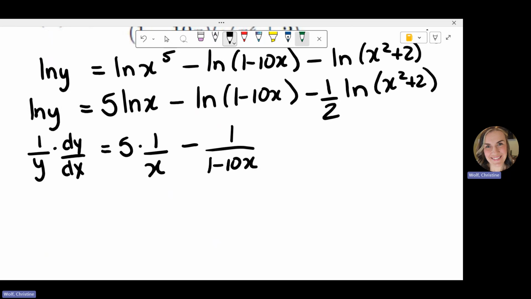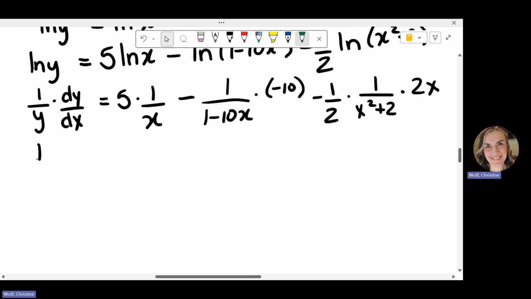Don't forget, you need to multiply by the chain rule. 1 minus 10x gives us a derivative of minus 10. So don't forget that. Okay, and then now I recopy my coefficient of 1/2. The derivative of this guy is 1 over x squared plus 2. And again, don't forget your chain rule. 2x would be attached. Okay, so now, before I do anything, I like to go through and simplify at this step.